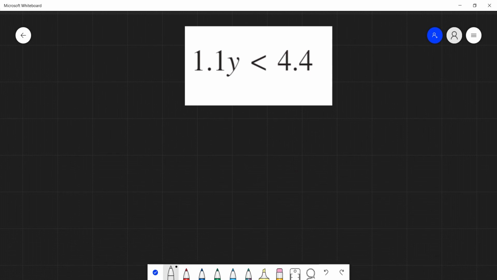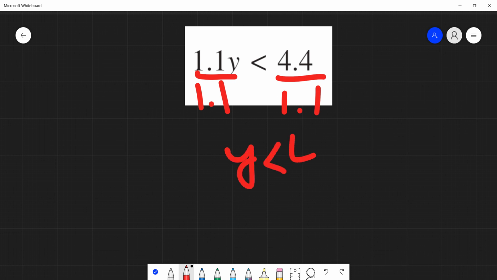This problem, I'm not going to use multiplication. I think I'm actually going to use division because I want to isolate y, and to do that you should divide both sides by 1.1 because you're multiplying y by 1.1. So when I divide this by 1.1 and I divide this by 1.1, I should get y is less than 4.